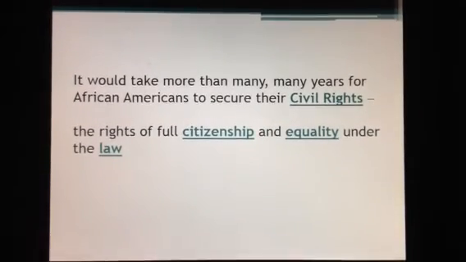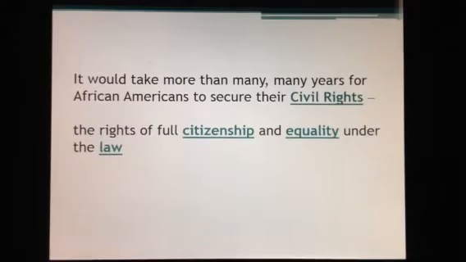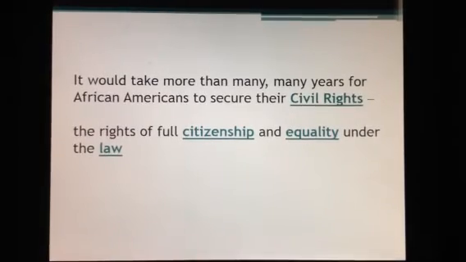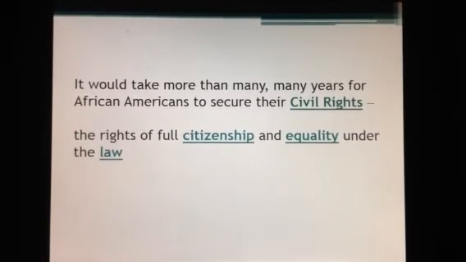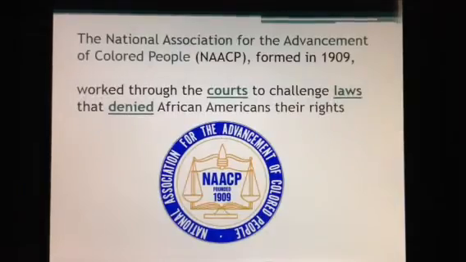It would take many, many more years for African Americans to secure their civil rights. And we define civil rights as the rights of full citizenship and equality under the law. The rights of full citizenship and equality under the law.